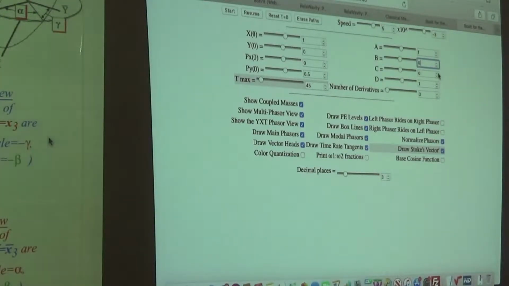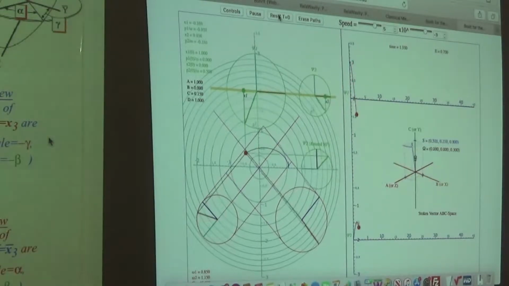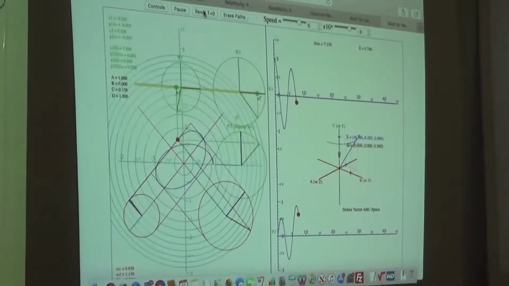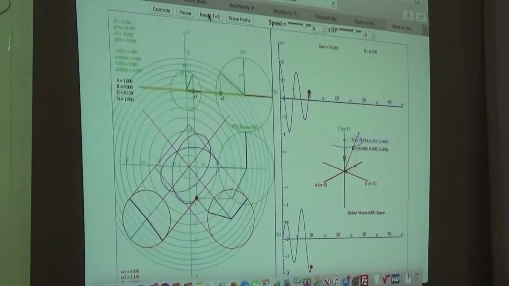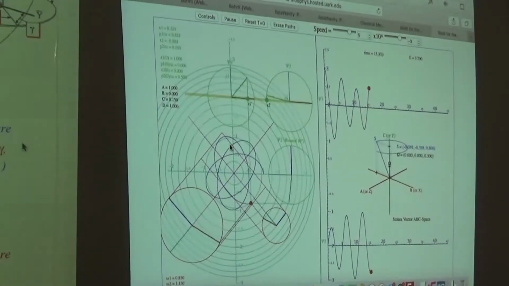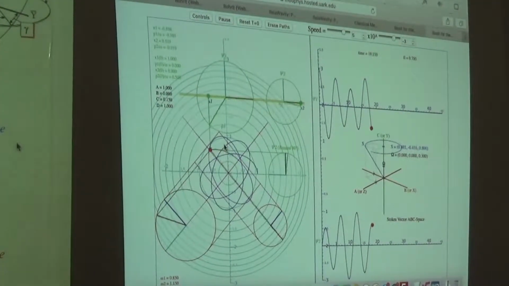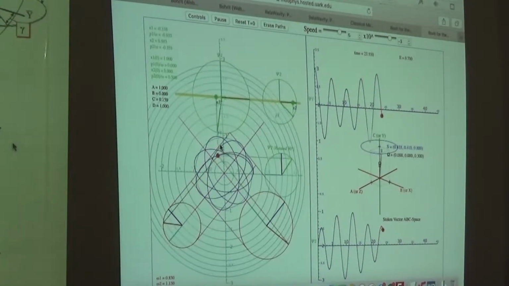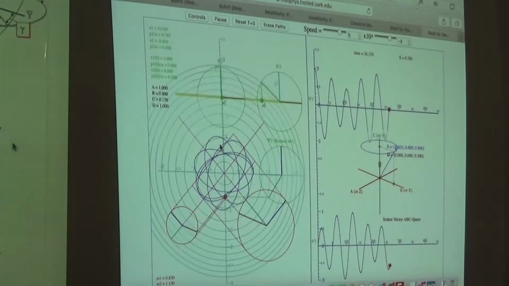And I'll turn this one on, a little bit of positive, and go ahead and let that go. So this is when you put the crank along the C axis, and what you get, depending on what you started with, is rotation. In other words, there's an ellipse that's being rotated. That's circular dichroism.